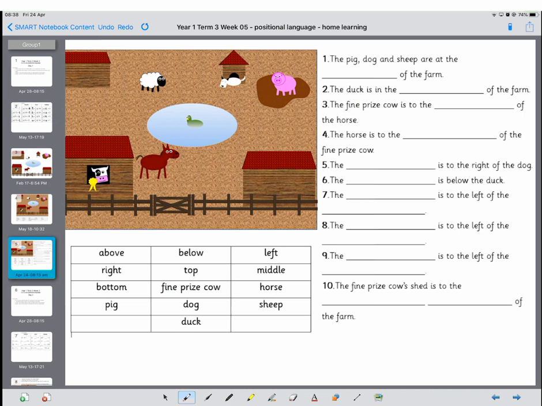Wow, you did really well with that, didn't you, Year One? So the pig, the dog and the sheep are at the top of the farmyard. So we'd write top here. Or you might have number one, top. The duck is in the middle of the farm. The fine prize cow is to the left of the horse. The horse is to the right of the fine prize cow.